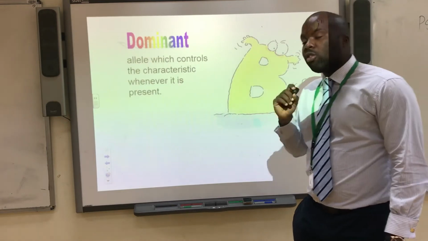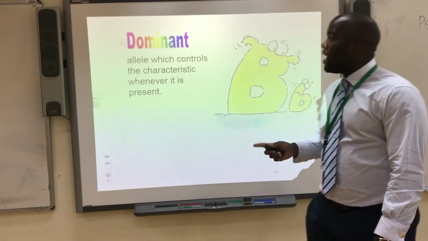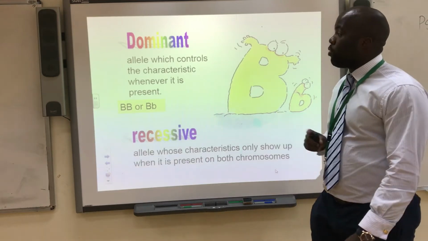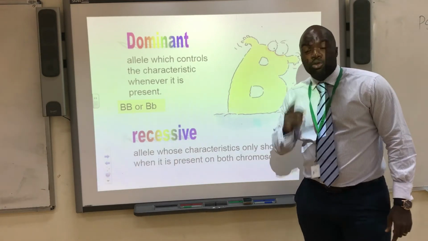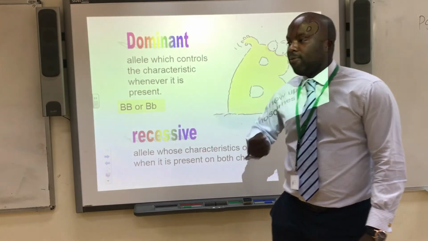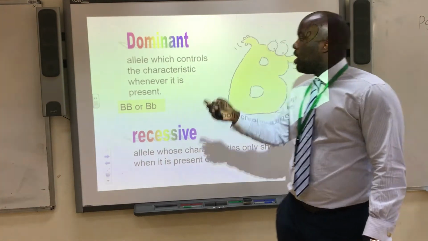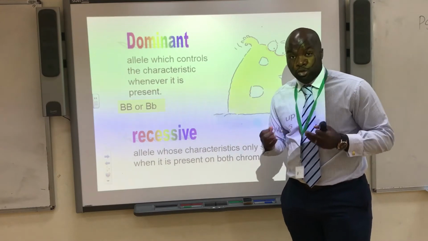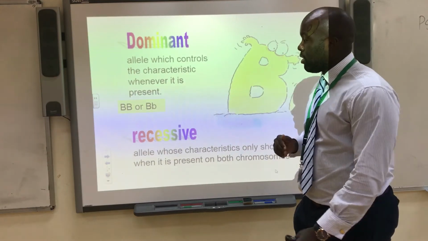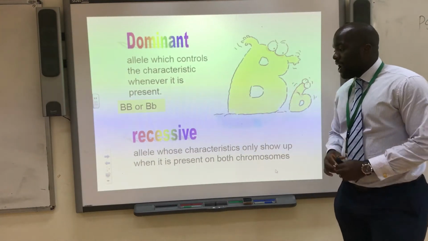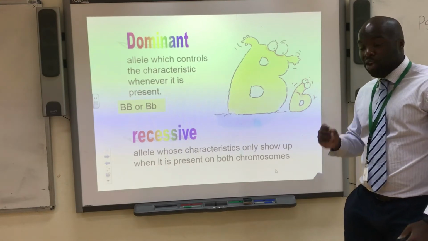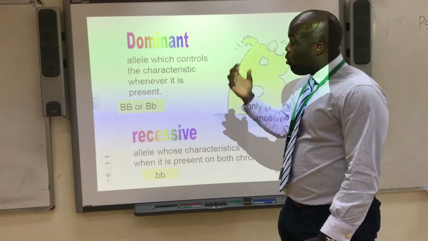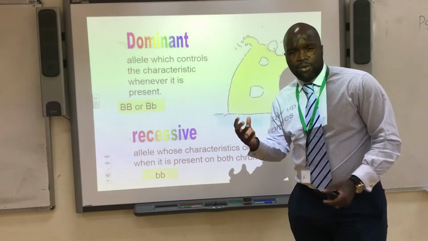Okay, now the last two key terms that we want to look at for today are dominant and recessive alleles. Now, a dominant allele, don't forget an allele is a different version of the same gene, okay? So a dominant allele is an allele which controls the characteristic whenever it is present, okay? And a recessive allele, if you were to have a recessive allele, you would need two of that allele, or two of that gene, in order for you to have that certain characteristic.